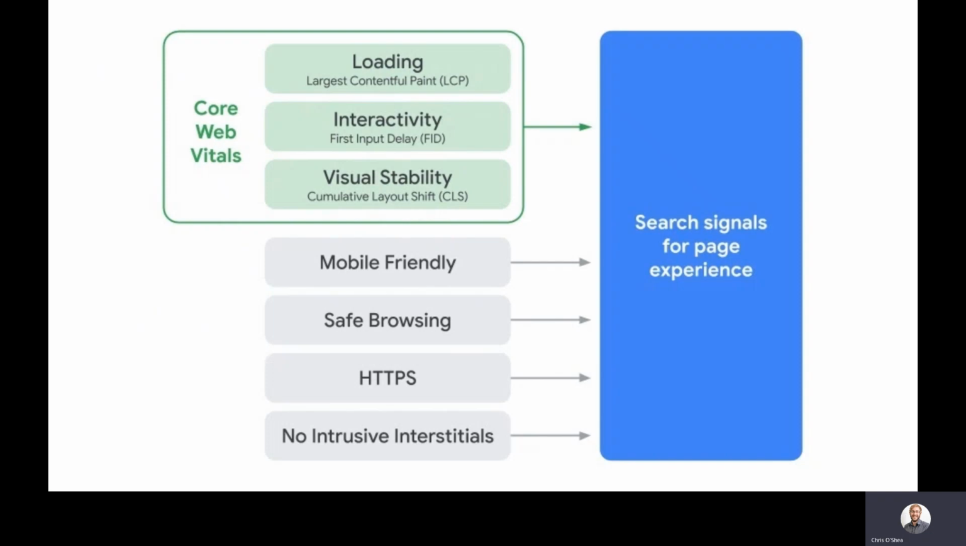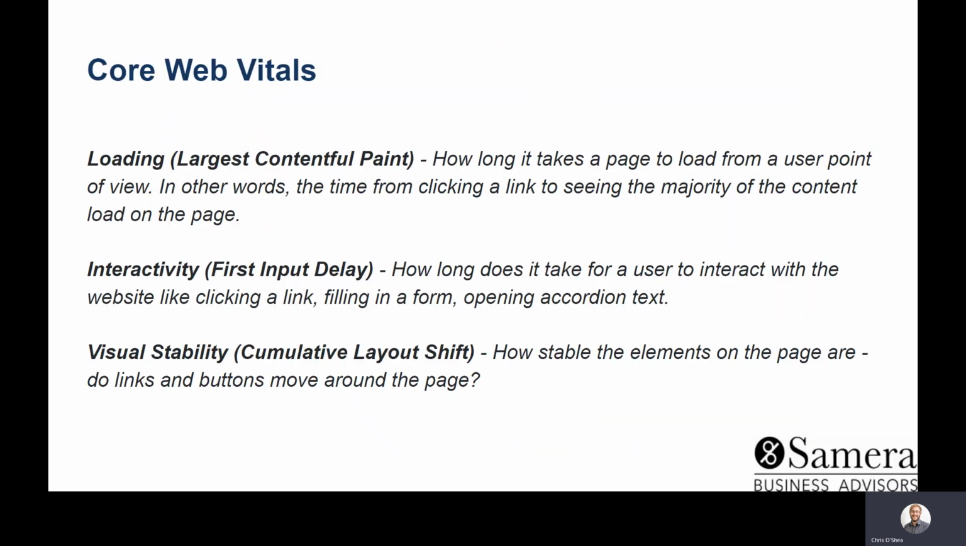So these are the things you need to look out for now: loading, interactivity, and visual stability. Now, what does this mean? Loading is how long it takes a page to load from a user point, so make it quick. Interactivity is how long it takes a user to interact with the website, so make your call to actions clear, easy to see, and easy to use.